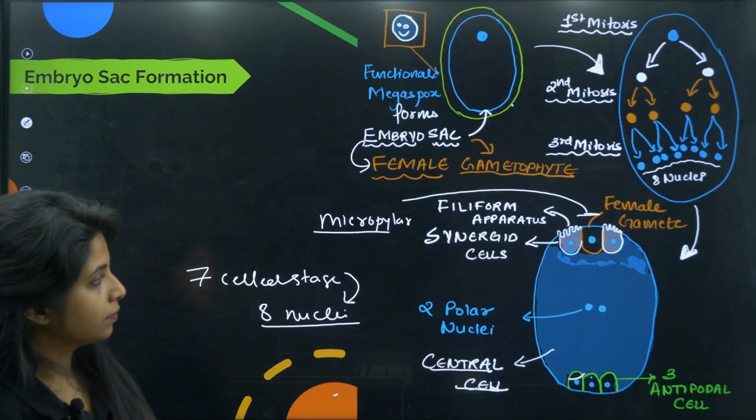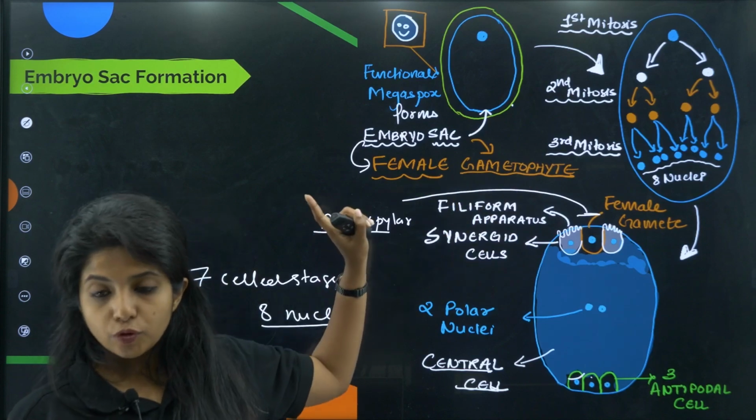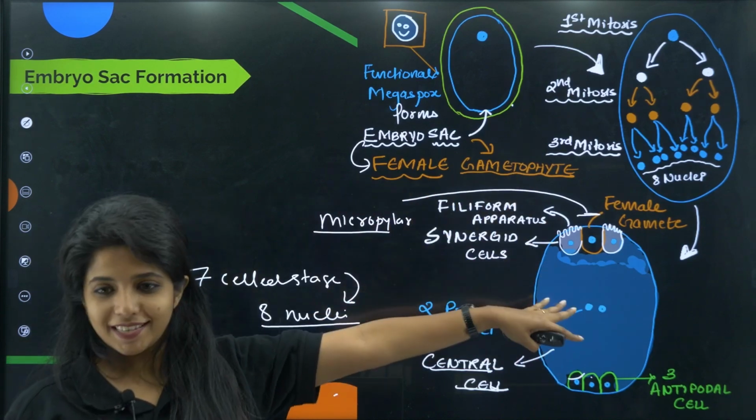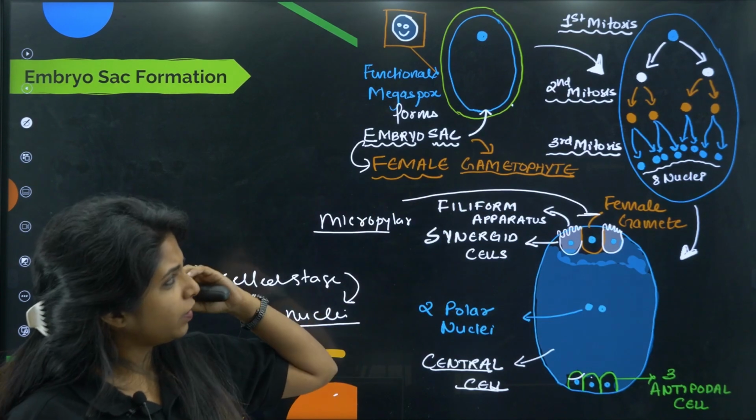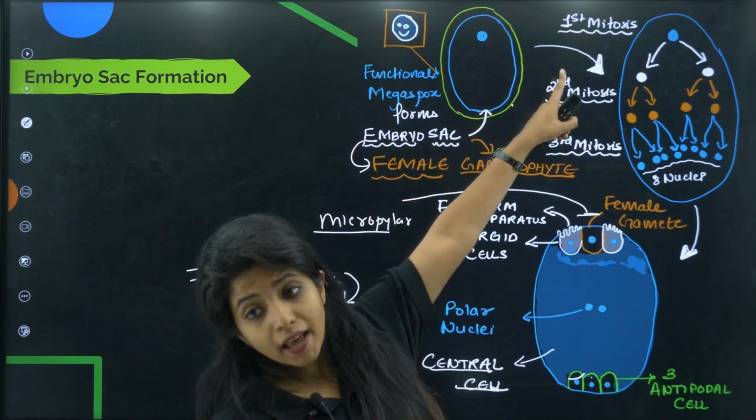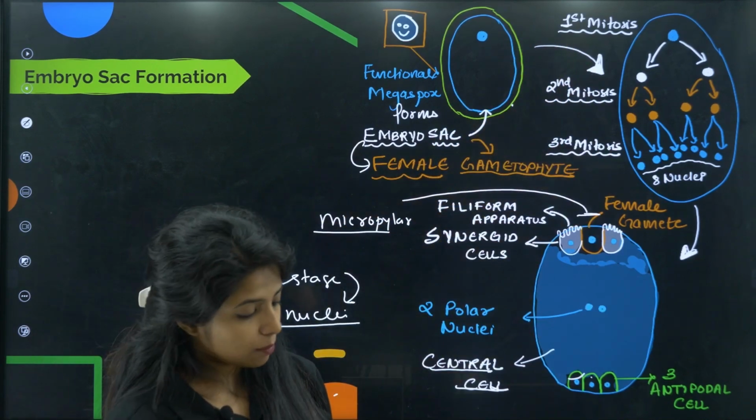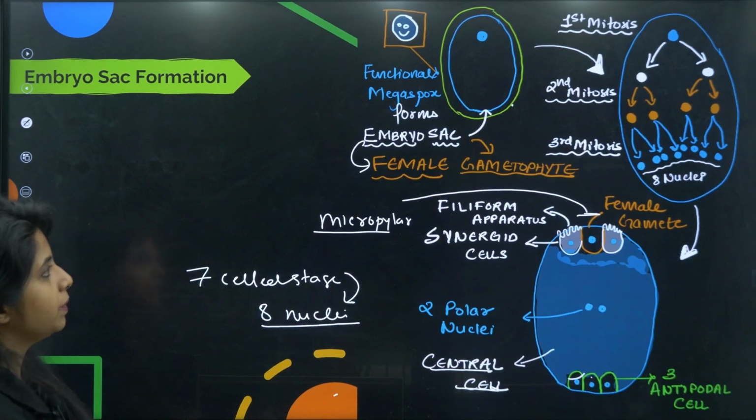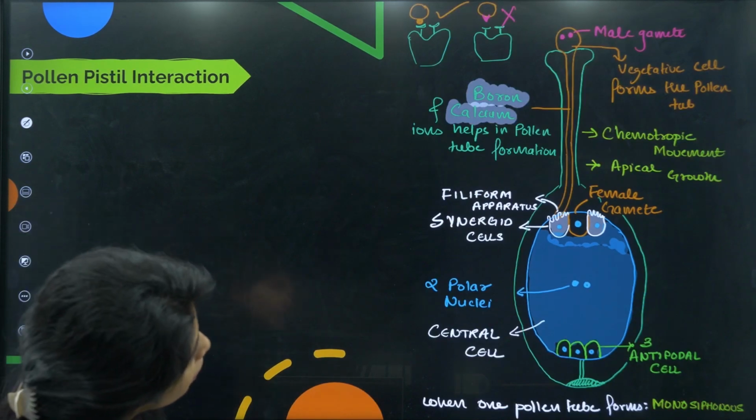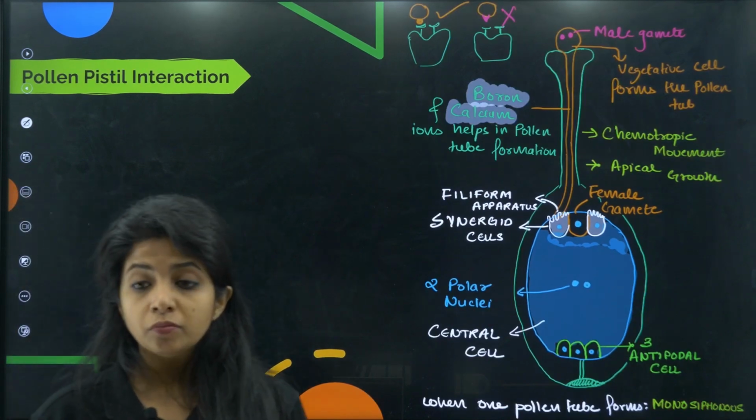Now over here, this monosporic development will lead to these many cells. This is the female gametophyte and monosporic development, and then there will be three successive mitotic divisions. This is an important MCQ. I have made you do that, but still. Now let's talk about pollen-pistil interaction.